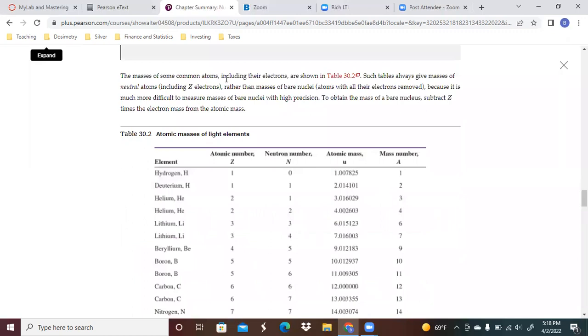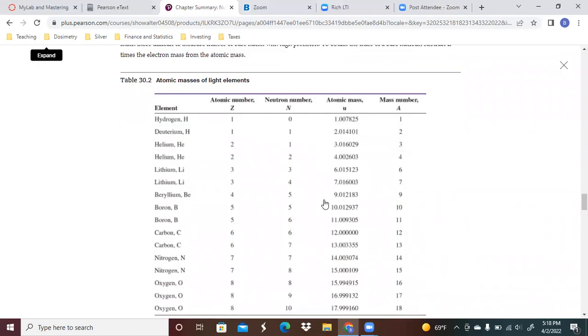The masses of some common atoms, including their electrons, are shown here. Tables always give masses of neutral atoms rather than masses of bare nuclei, in other words, atoms with the electrons stripped off, because it's much more difficult to measure masses of bare nuclei with high precision. So to obtain the mass of a bare nucleus, subtract Z times the electron mass from the atomic mass, in atomic units.